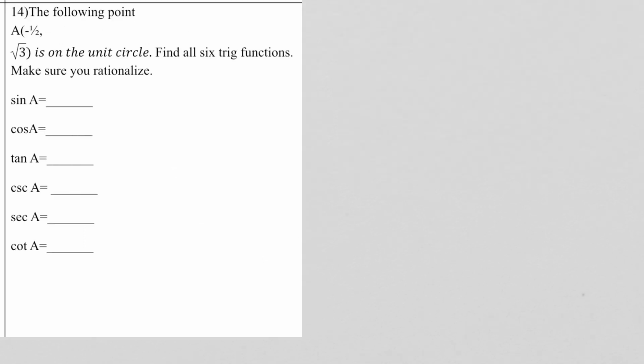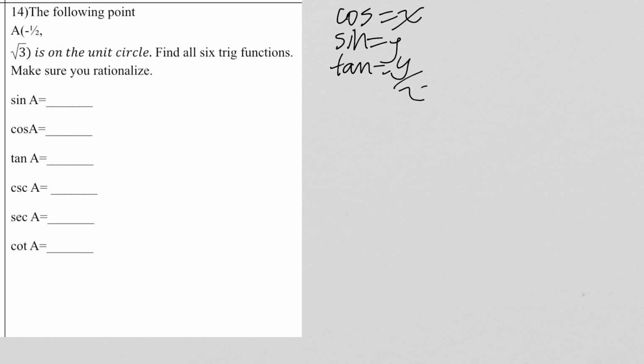All right, last question here, 14. The following point, I don't know why it went on to the next line. A is negative 1/2 comma root 3 is on the unit circle. Find all 6 trig functions. Make sure you rationalize. So for this one here, we already know that cosine is my x, sine is my y, tangent is my y over x, and then we could get the reciprocals of those.